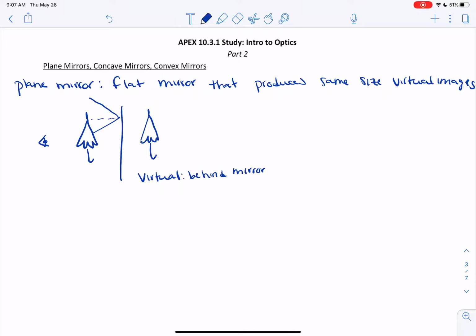When we say virtual image, that's what's behind the mirror. So this is not a real object. You don't have a second umbrella that's behind the mirror. So that's why we call it a virtual image. This side of the mirror would be the real side, okay? So that's what plane mirrors are.